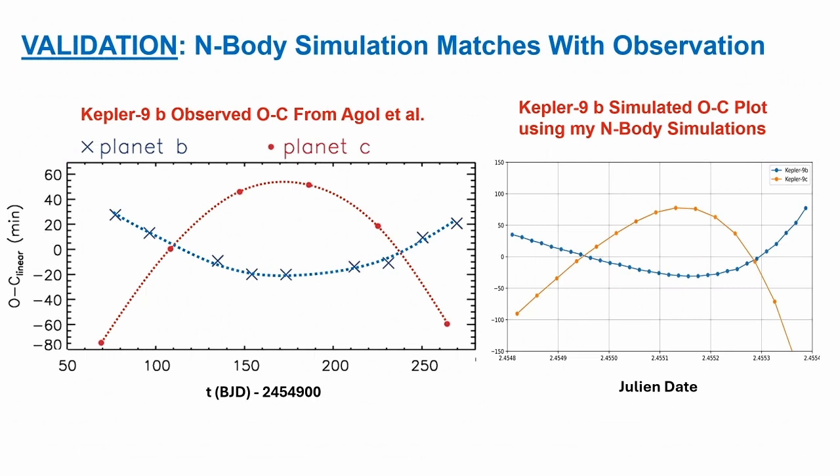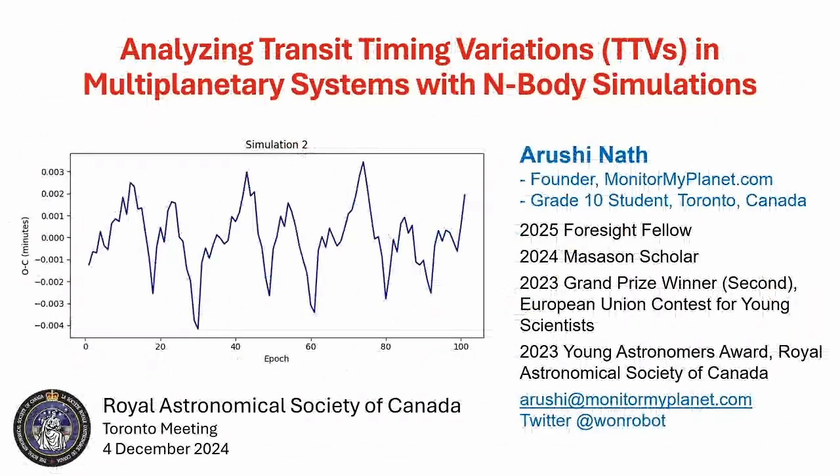Validation. I was able to validate my N-body simulations to match with real data on Kepler-9b. You can see that both the O minus C curve for planet b and planet c match very well with the literature. Thank you so much.